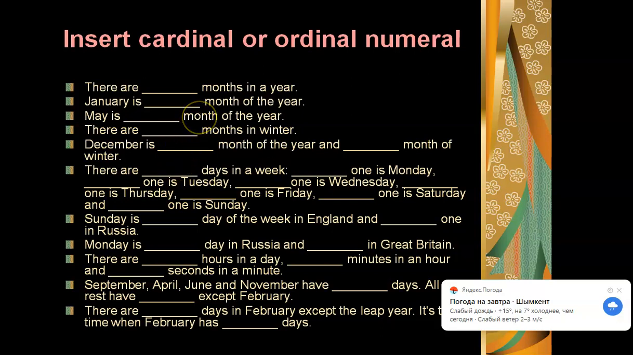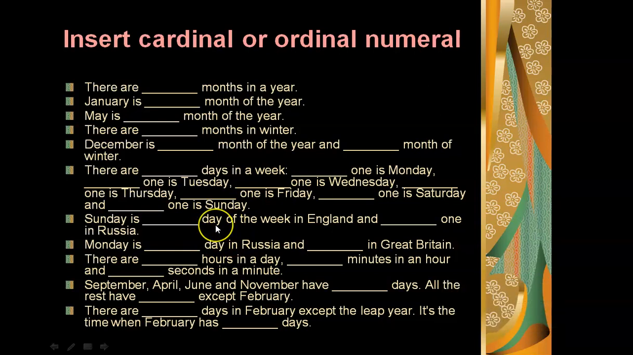There are 7 days in a week, and the first one is Monday, the second one is Tuesday, the third one is Wednesday, the fourth one is Thursday, and the fifth one is Friday, the sixth one is Saturday, and the seventh one is Sunday. Sunday is the last day of the week, and the day off in England and in Russia. Monday is the first day in Russia and in Great Britain also.